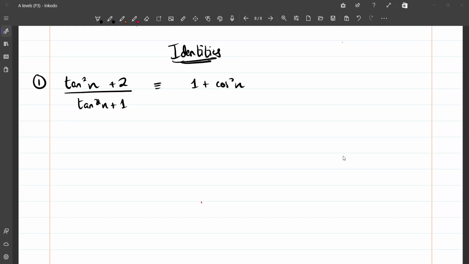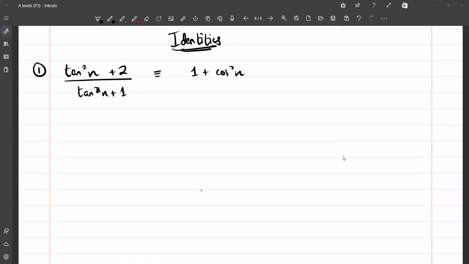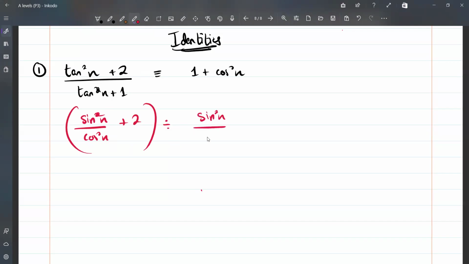First up, we have an identity which we have to prove. This is quite basic. Well, at least it looks so. So, okay, let's start. Tan square x plus 2 sine square x upon cos square x is the same thing as tan square x plus 2, the whole thing divided by sine square x upon cos square x plus 1.